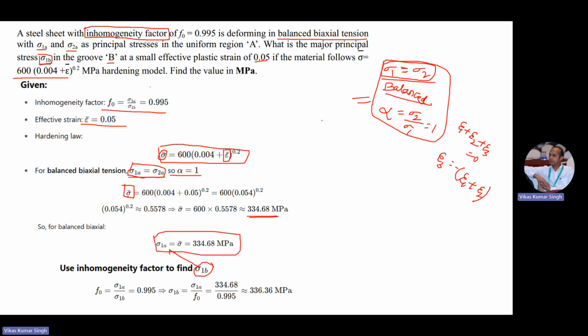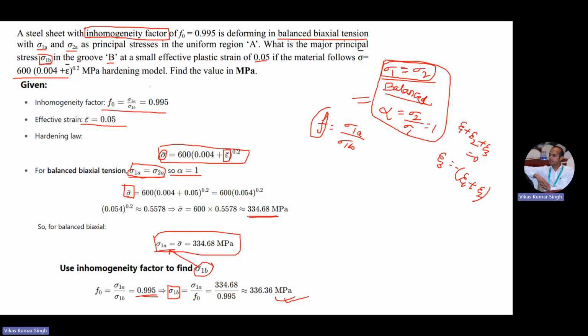Because in the previous section, what we discussed, the inhomogeneity factor comes from sigma 1A divided by sigma 1B, so the ratio of principal stresses in the two major directions. In one direction we got a value, and this ratio is given. For the other major direction, we just have to manipulate this equation, and then we will get sigma 1B directly. So this is our required answer. I hope this is clear.